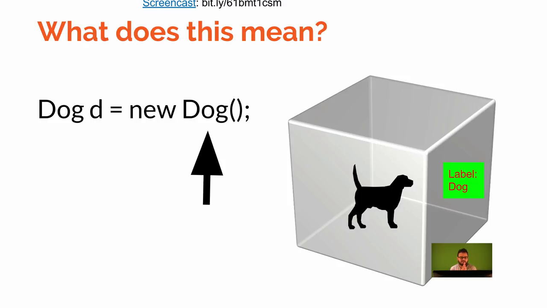So now we should ask ourselves, well, is this okay? Of course, right? Because you have a box. It says that in this box, there can be dogs, because that's the label. And then we put a dog inside it. So everything so far, so good.